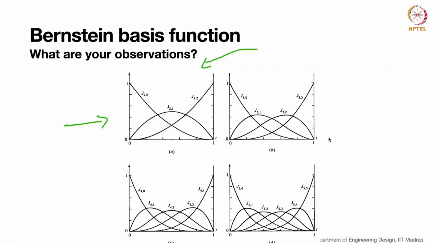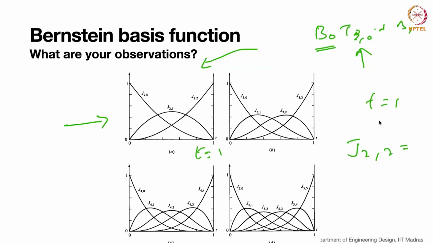That explains what? If you see this equation, B0 J20, B1 J21, B2 J22. So all the other J's are 0, only this J is 1. That means you get the point B0 itself on the curve. Okay, and then what happens at t equals 1? Visualize. At t equals 1, J22 is 1, B2. All others are 0, right?